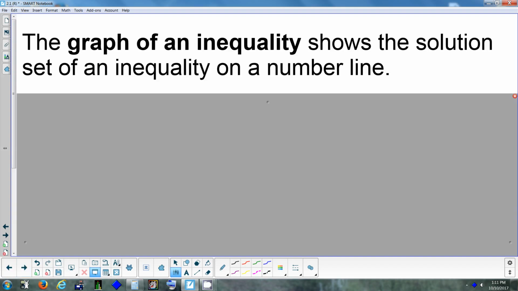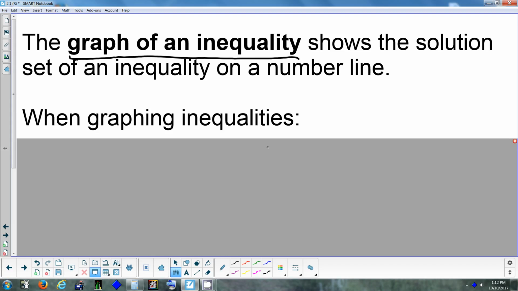So on the back side of your guided notes, there should be a blank. It says the blank. So you want to write in "graph of an inequality." Right at the top there where it's blank, you might want to write in "graph of an inequality." It shows the solution set of an inequality on a number line. It depends on what kind of a sign you have how you're going to write it out, but it shouldn't be too bad.